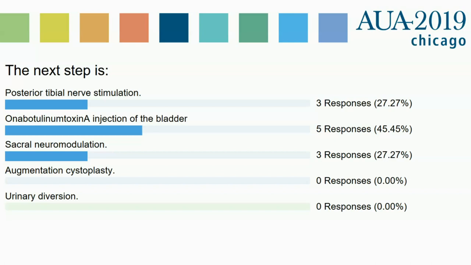Posterior tibial nerve stimulation is not unreasonable, maybe not going to be as successful. OnabotulinumtoxinA and augmentation cystoplasty run the risk of needing in and out catheterization, and she has poor manual dexterity. So it's arguable if urinary diversion is the next best step, but that is certainly an option to really consider.